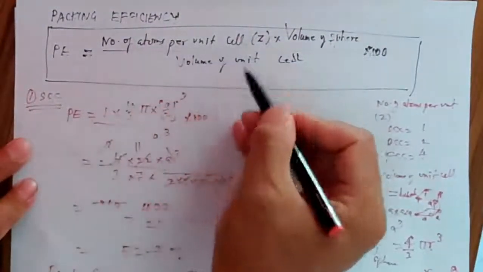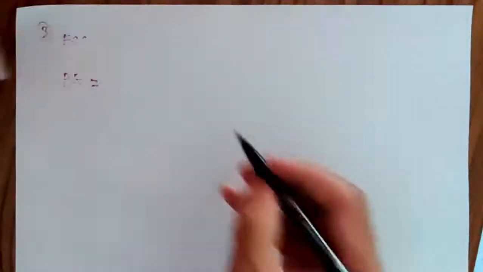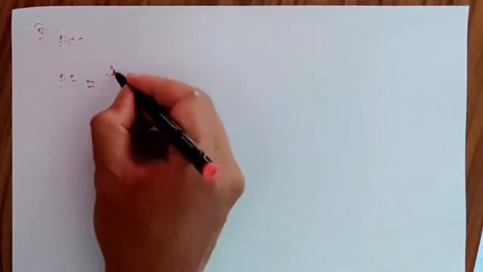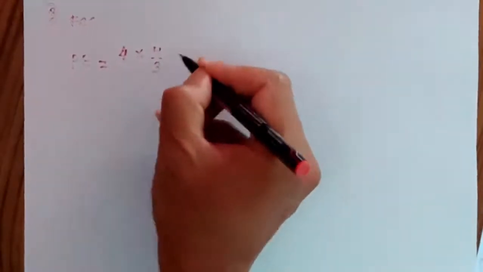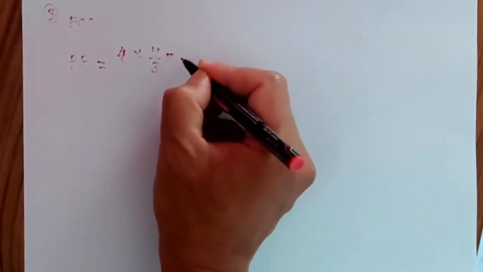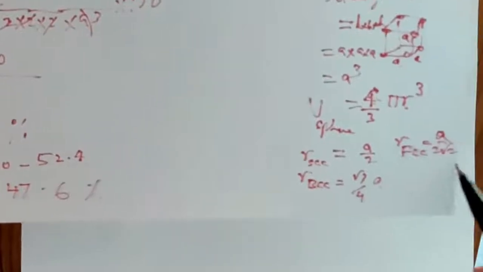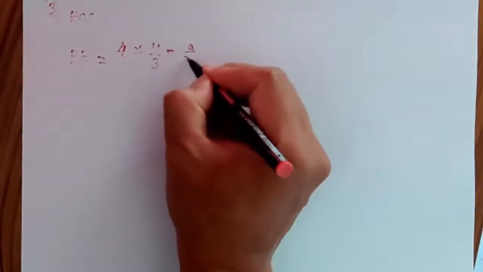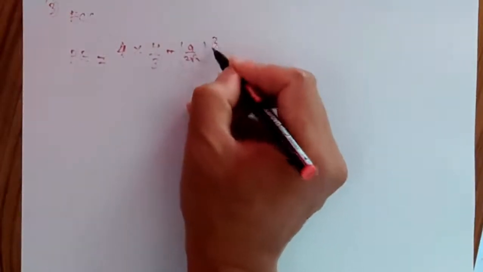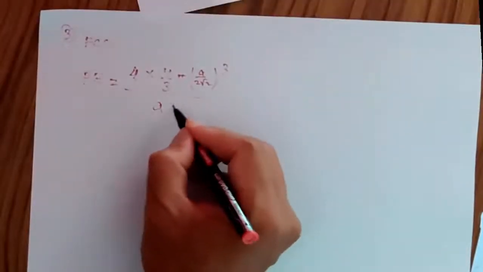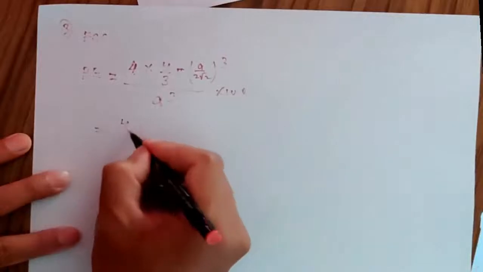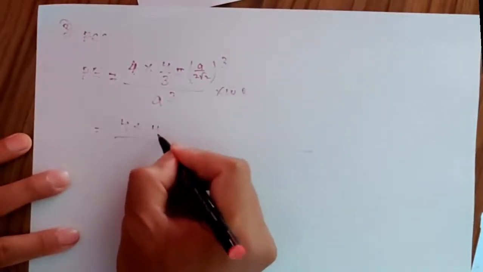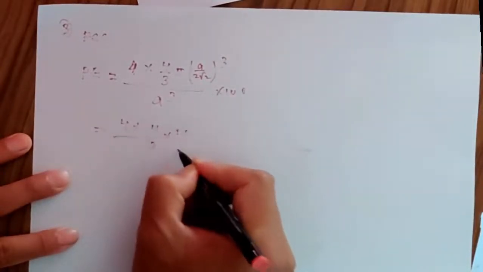The number of atoms per unit cell in FCC is 4. Very good. 4 by 3 pi r cube. Atomic radius for FCC is a by 2 root 2, whole cube, divided by a cube, into 100. 4 into 4 by 3 pi into 22 by 7.